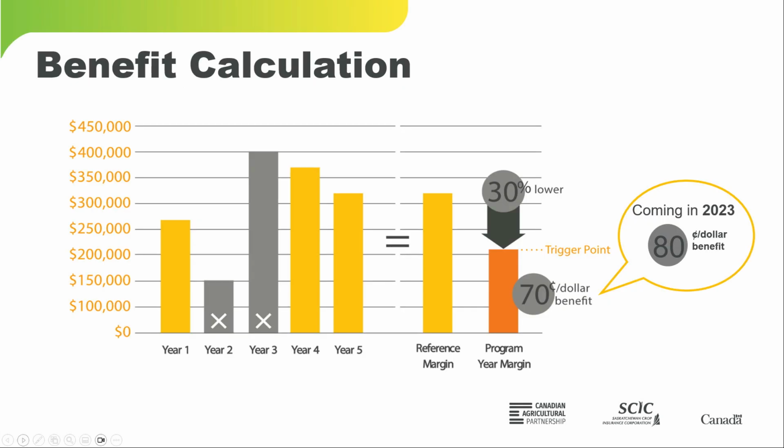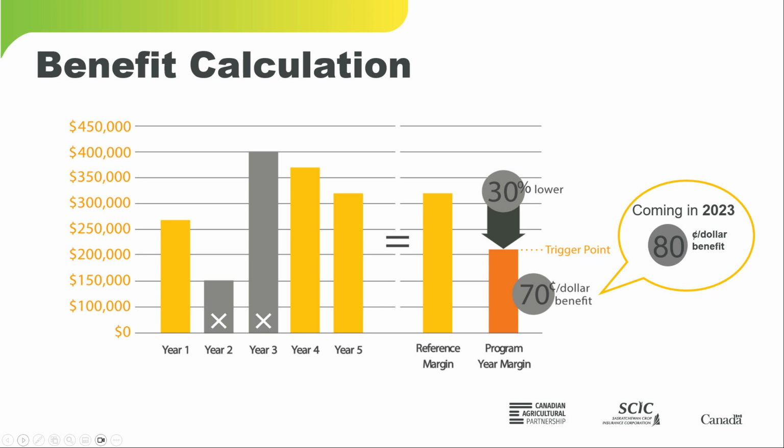So, an example of calculating out the benefit. When a program year margin declines by more than 30% of the reference margin, that's when a payment can be triggered. And when you are in a payment and benefit situation, AgriStability provides 70 cents on the dollar for every point of decline. And new for 2023, we will pay 80 cents on the dollar for every point of decline. So in this example, we do have a full 5 years of history.